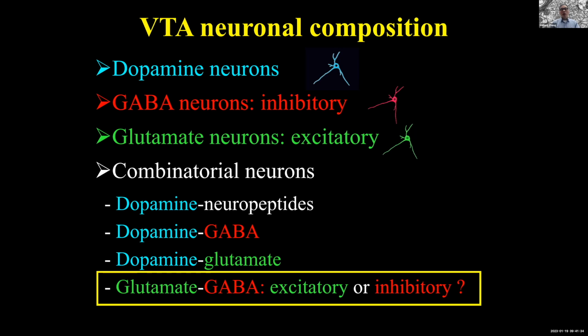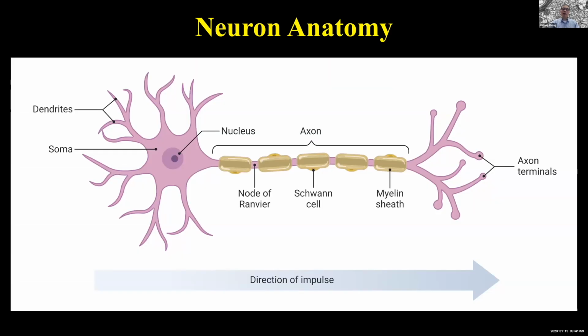Our group discovered this type of neuron, glutamate GABA, but we need to answer the scientific question of whether it is excitatory or inhibitory. That's why I want to share why we are doing 3D reconstruction.